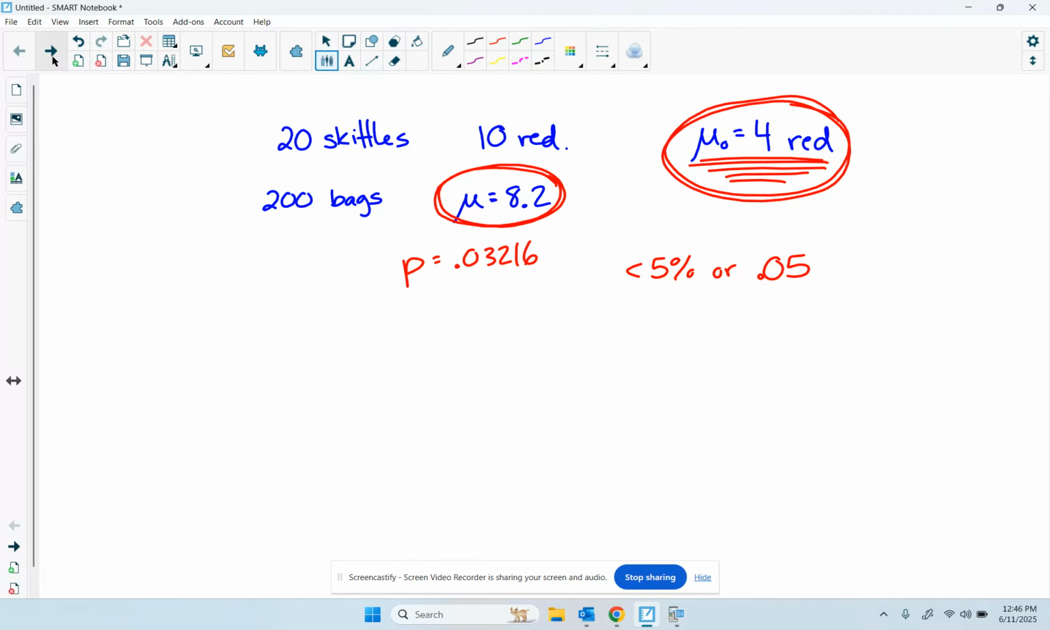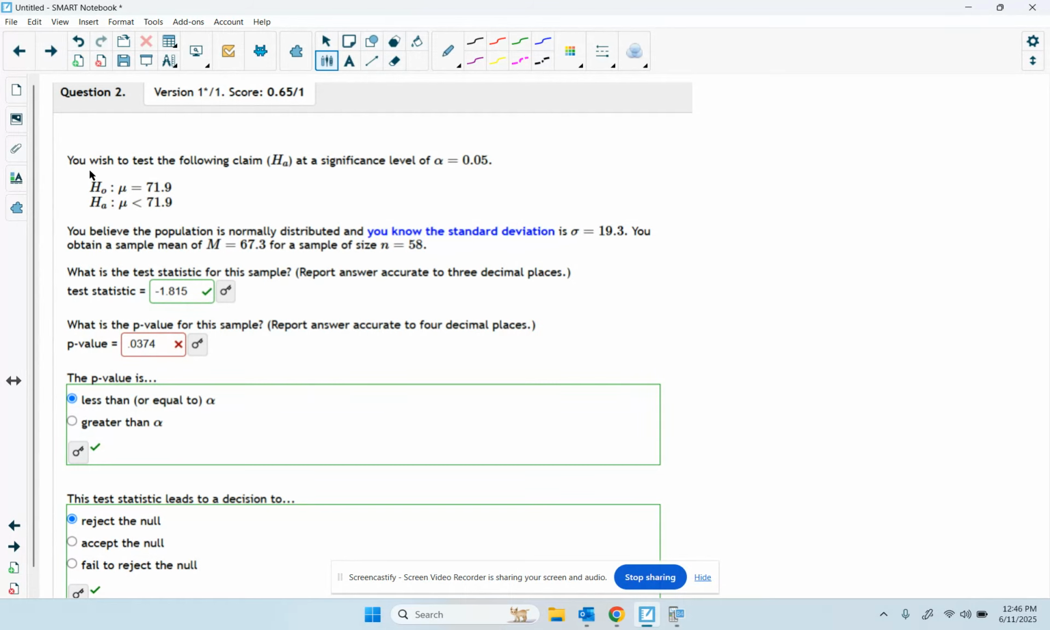I'll restate that when we look at these questions. They don't give us any context here, but it says you wish to test the following claim at a significance level of 5% or 0.05. They're telling us the mean of something is 71.9, and we want to try to prove that it's less than that. We know the standard deviation, sigma, so we can run a z-test. If we didn't know sigma, we'd have to run a t-test. Very similar, it just means we're less confident, so the curve is a little bit wider.